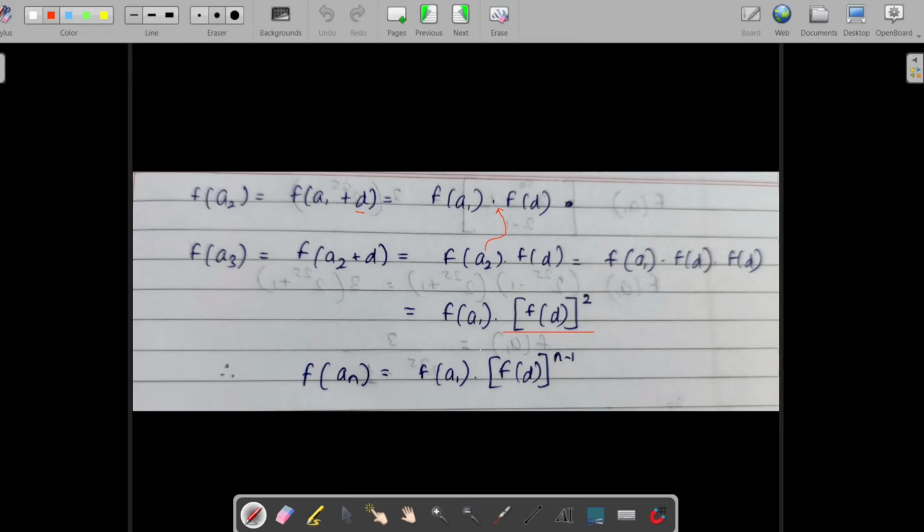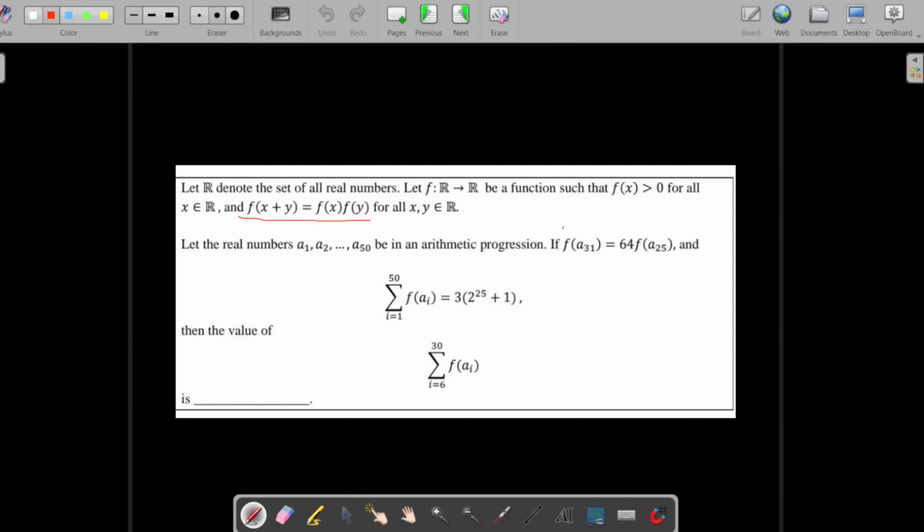Therefore, f of an, where n is the general term, because if there is f of a3, the power here is 2, so for f of an, the power will be f of a1 into f of d raised to the power n minus 1. Okay, let's move ahead. This is a relation that they have given, and when you solve this, you will get the value of f of d that we have assumed.